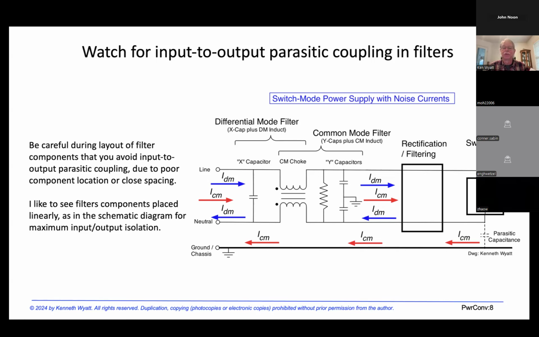What I really like to see is that these power line filters are laid out in a linear fashion, just like you'd lay it out on a schematic. That way you minimize any couplings, especially if you're using a dual section filter where you have two common mode chokes. You want to be careful not to create coupling, especially between the two chokes.